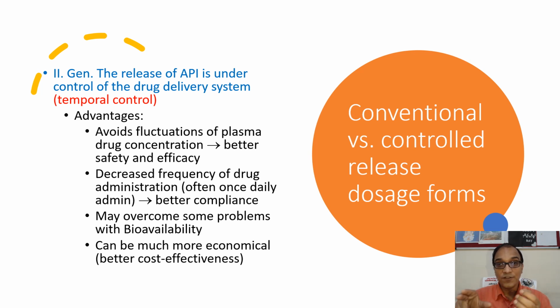There are the peak and valley effects. We'll be seeing it in the coming slide. Better safety and efficacy are provided by the second generation dosage forms. They provide decreased frequency of drug administration. Often once daily administration is required in the case of second generation dosage forms, and hence better compliance is there.